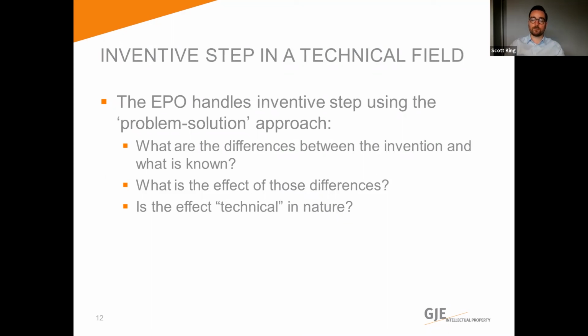Firstly, what are the differences between the invention and what is known? What is the effect of those differences? And is this effect technical in nature? What is key here is that it must have a technical effect in a technical field. Therefore, the question we have to deal with a lot in determining if something's excluded is what is technical, and does our invention fall within the bounds of something that's determined to be technical? There's no real definition of the meaning of technical, and we have to determine this based on previous case law.